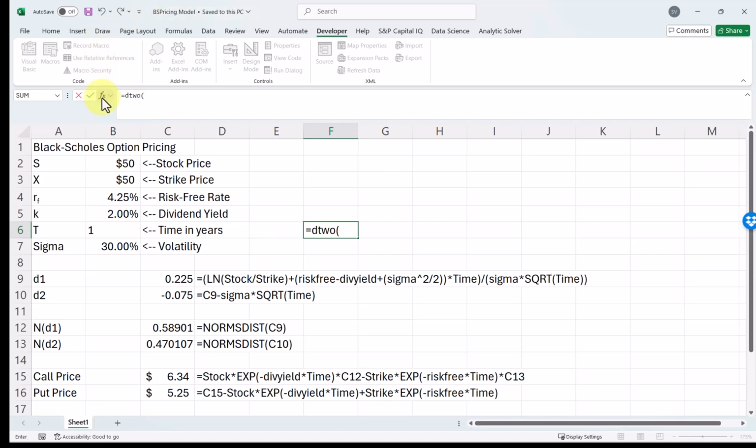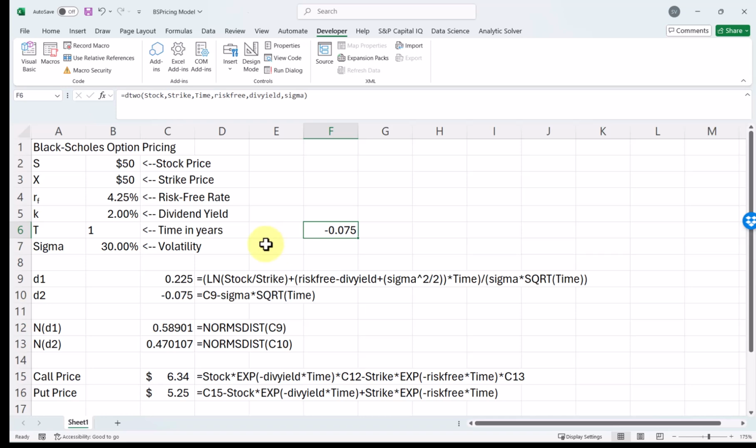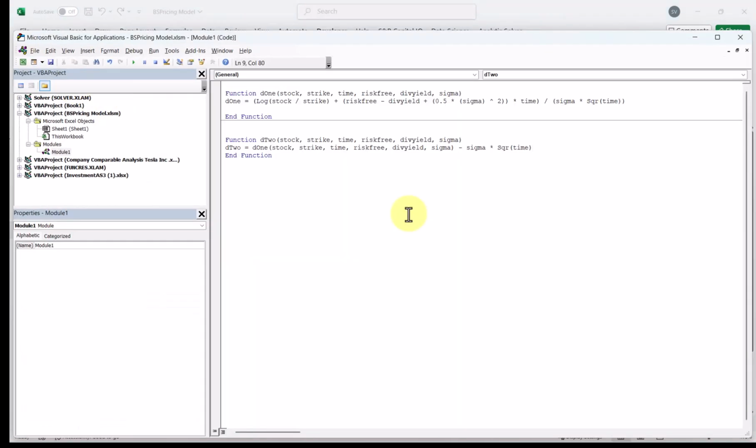and then press my button there. So stock is equal to, again, 50. The strike is the strike value. The time is the time value. The risk-free rate is the risk-free rate. The dividend yield is the dividend yield. And then finally, and again, remember we need to scroll down over here to put our sigma in. We get negative 0.075, which matches what we have here for D2. So feel good now that my D1 and my D2 functions are working.